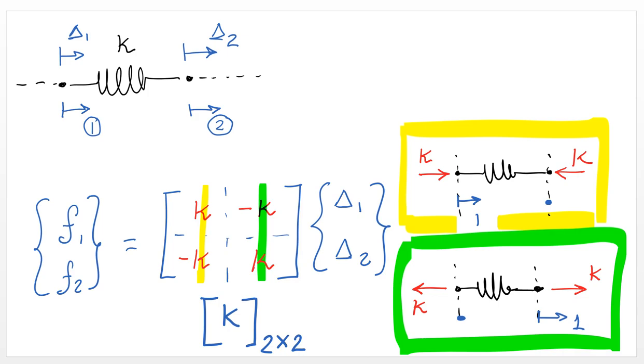And that gives us the stiffness matrix of a spring. So if I told you, let's say as an example, that I have a spring here with stiffness K and I displaced one end by 3 units and I displaced the other end by 8 units, I can find the force needed to make that happen.